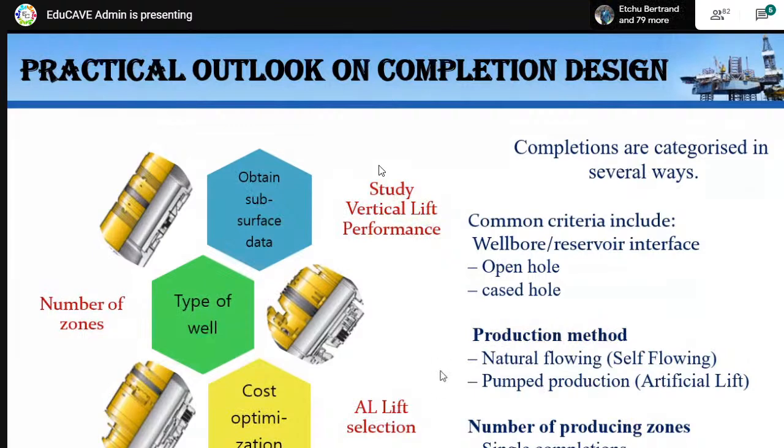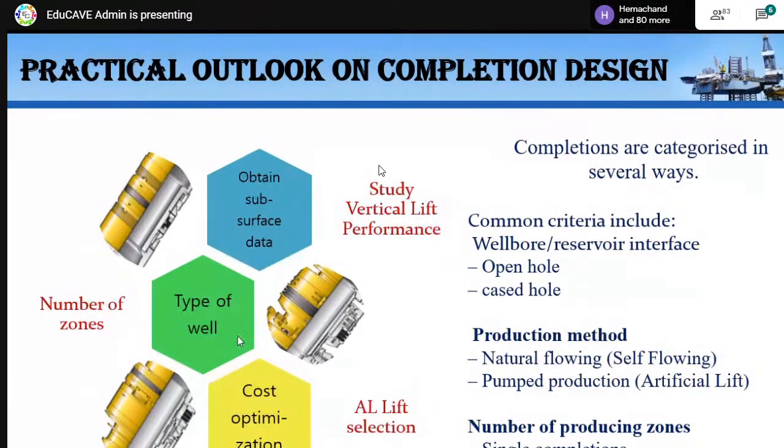Then again, the number of production zones. There can be a single production zone in a well, or there could be multiple. So based on that, how do we want to produce from a well? We will decide what kind of completion string we are going to design. There are other factors to your left, as you can see. To begin with, we obtain subsurface data, we study vertical lift performances, then the type of well, whether it's a horizontal well, deviated well, or vertical well. Based on that also, we have to decide our completion string.